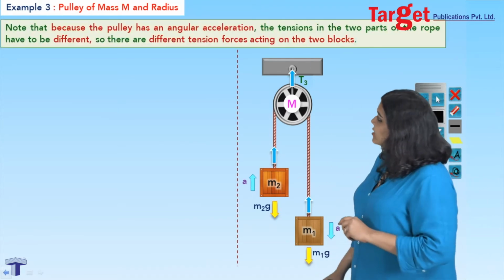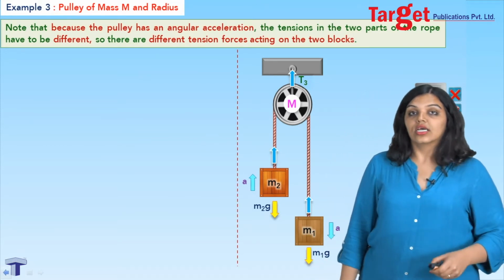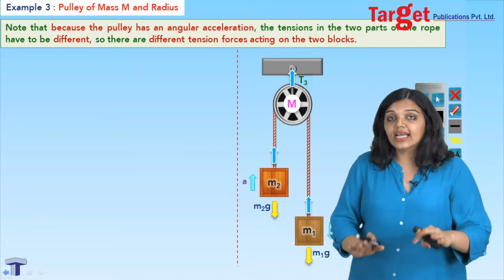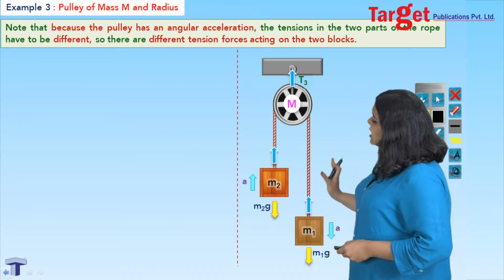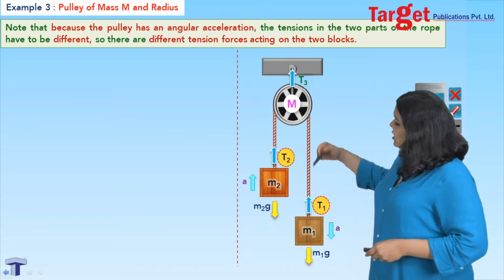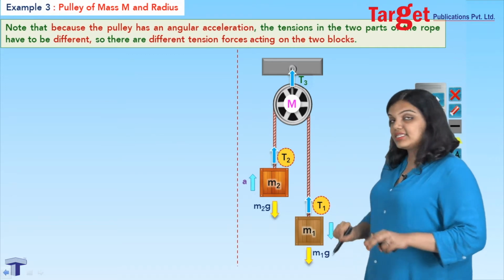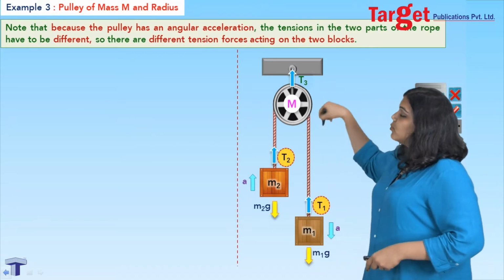So let's do that right now. The first thing to note is that this pulley has angular acceleration. In general, what you need to understand is when the pulley has a mass, the tension on the left and the right will no longer be the same, and therefore now it's not going to be T1, T1 or T2, T2, but T2 and T1, basically different names because this pulley has a mass.